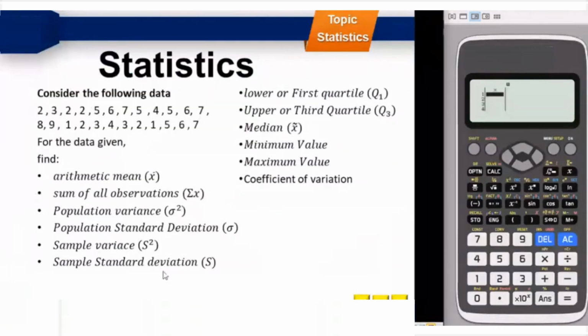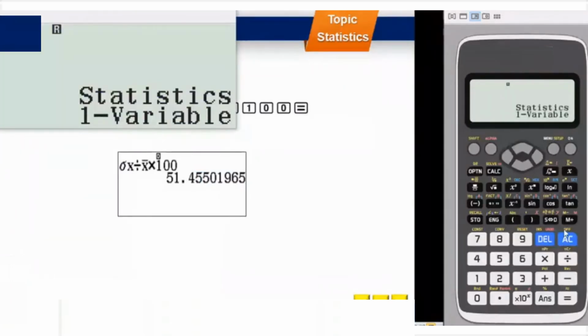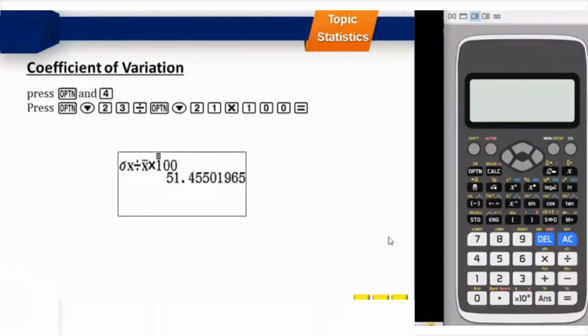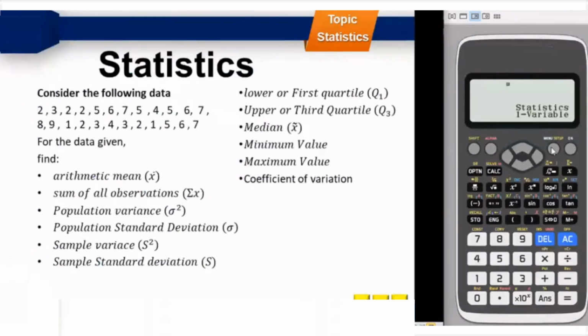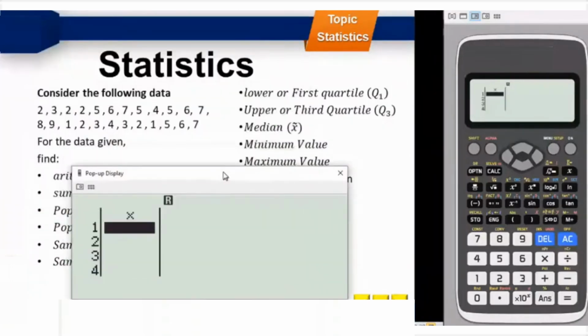If you note, I have answered all parts except coefficient of variation. Coefficient of variation is done separately. I need to insert the data now, because for the next part I will be needing data. So unfortunately we have to insert data all over again. Menu 6, 1, and I will insert the data now.